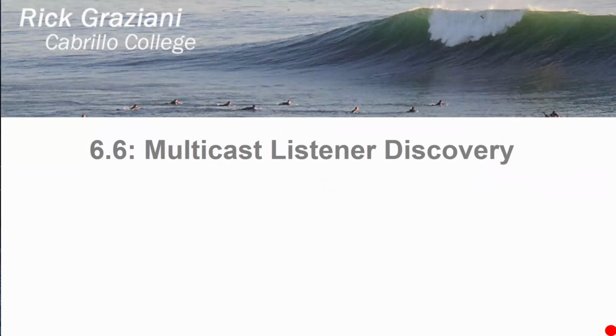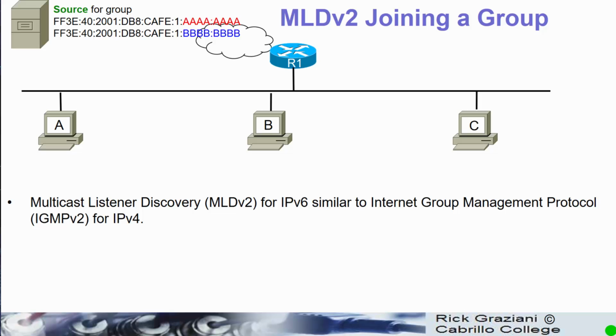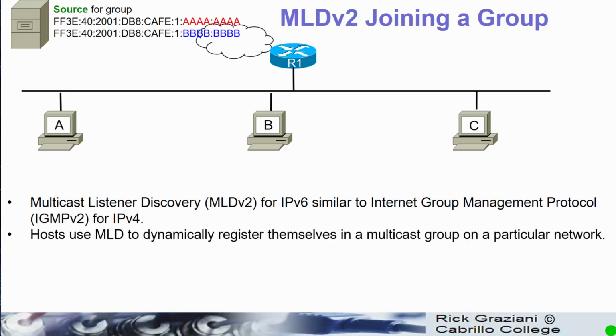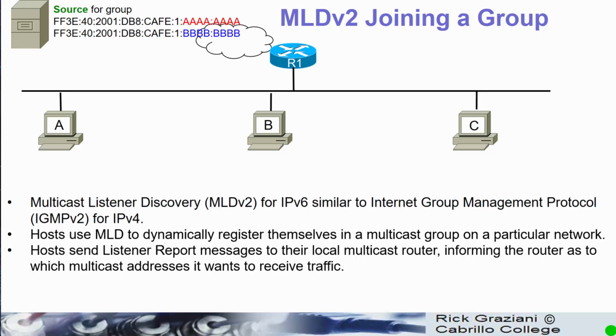So last is going to be this multicast listener discovery, which will be the MLD2 or MLD version 2, which is very similar to the IGMP version 2 for IPv4. So hosts use MLD to dynamically register themselves in a multicast group on a particular network. Hosts send listener report messages to their local multicast router, informing the router as to which addresses they want to receive, part of that group management or joining of that group.